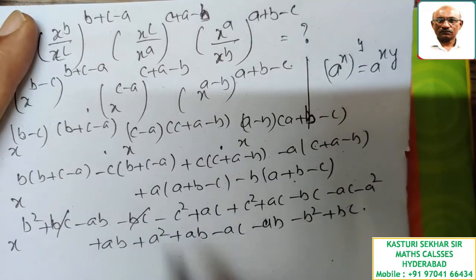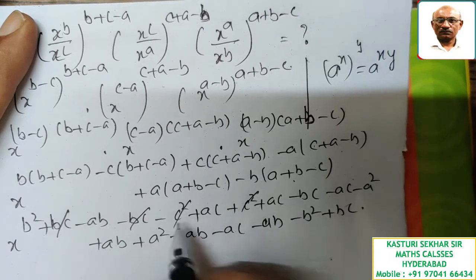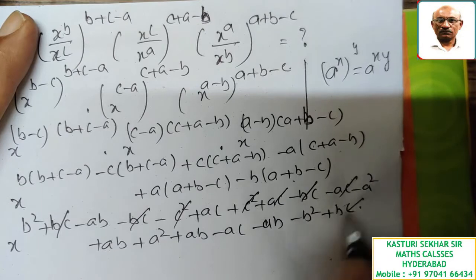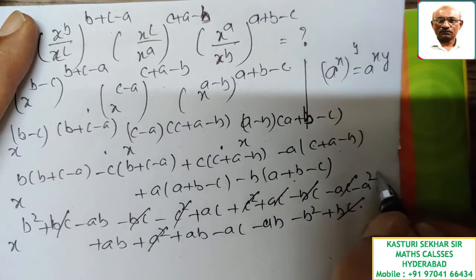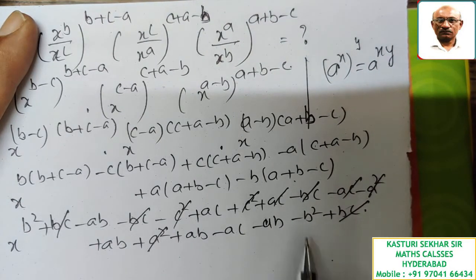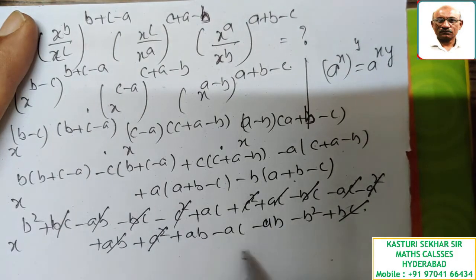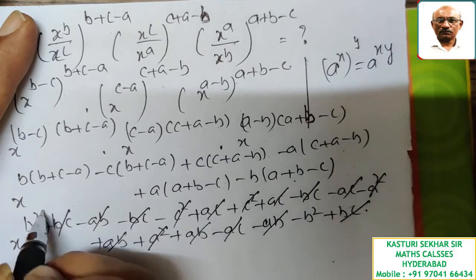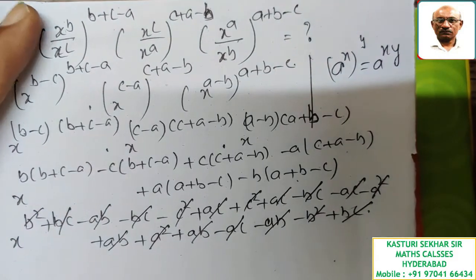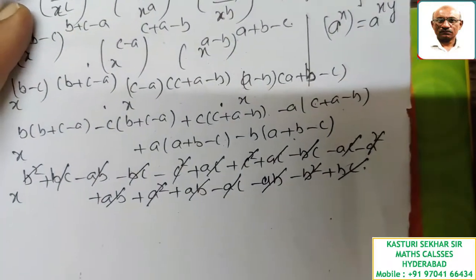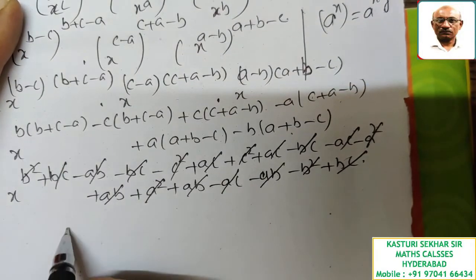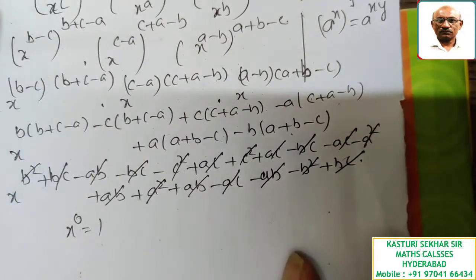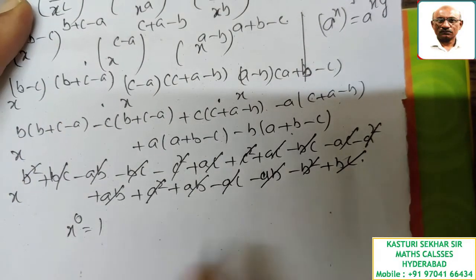Now sir, minus bc plus bc cancel, plus c square minus c square cancel, minus ac plus ac cancel, minus bc plus bc cancel, plus a square minus a square cancel, minus ab plus ab cancel, minus ac plus ac cancel, minus ab plus ab cancel, plus b square minus b square cancel. All the terms get cancelled with each other, leaving x to the power 0, which is equal to 1.